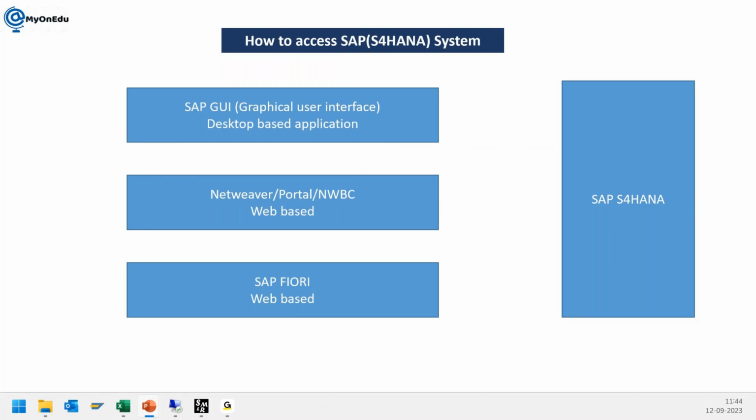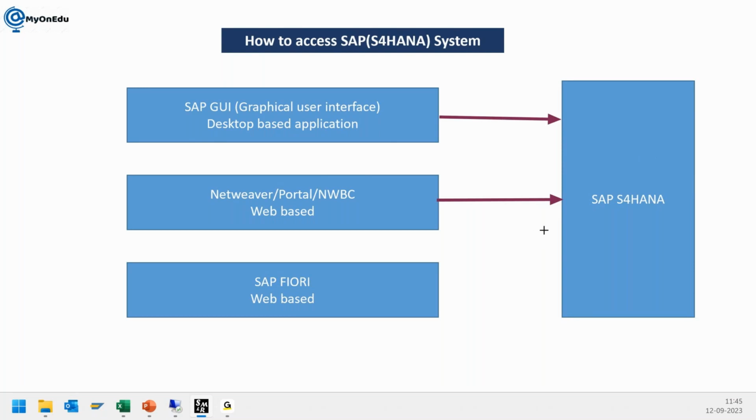So what is a GUI? GUI is software which we install on our system, then we maintain the connection details, and from there we access the SAP S/4HANA system. That is one way. The second way is to use either the portal, NetWeaver, or NWBC. NWBC is your business client. It is web based, so we execute the NWBC, and from that as well we can access the S/4HANA system.